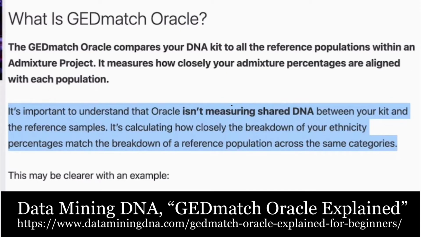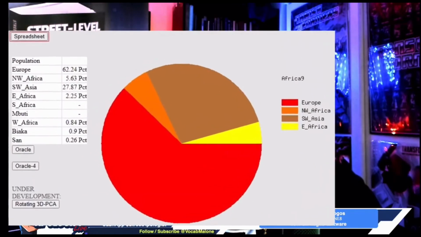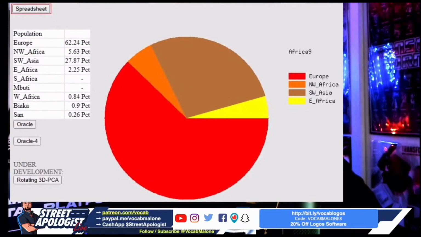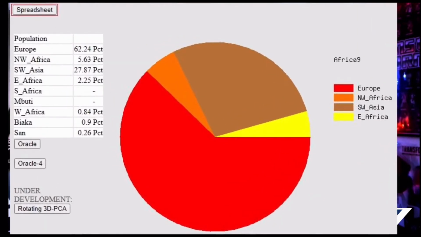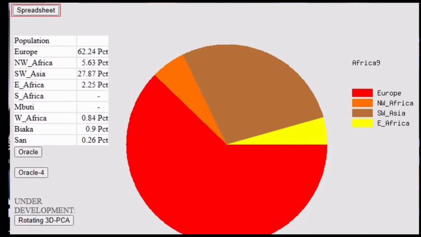This one says, if I could read this, it's important to understand that Oracle isn't measuring shared DNA between your kit and the reference samples. I want to repeat that. Oracle is not measuring shared DNA between your kit and the reference samples. It's calculating how closely the breakdown of your ethnicity percentages matches the breakdown of a reference population across the same categories. And now I want to explain what that means. If you did a test with 23andMe, for example, you can then send your raw data from 23andMe to GEDMatch, and they'll run your DNA against different samples that they have within different calculators. So different quote-unquote calculators have different sets of samples that they compare you to, right?